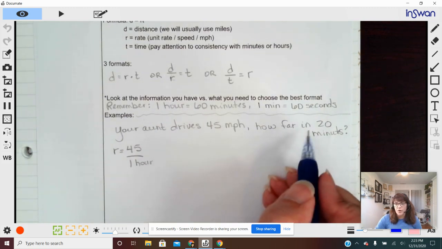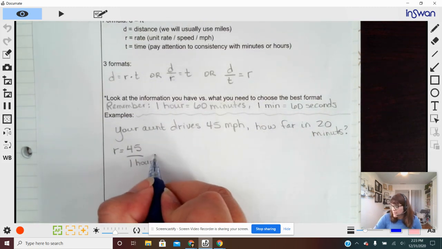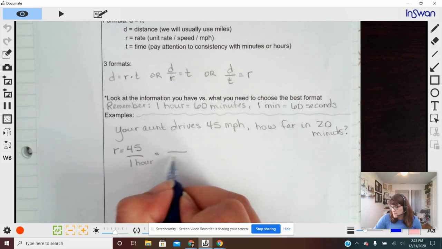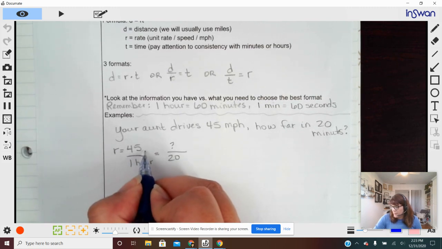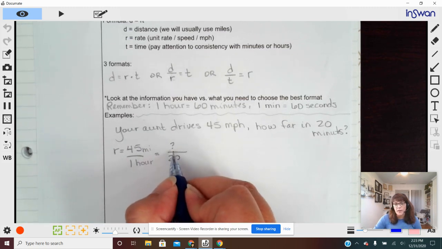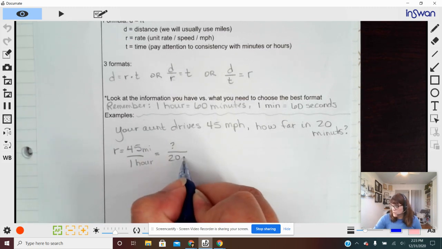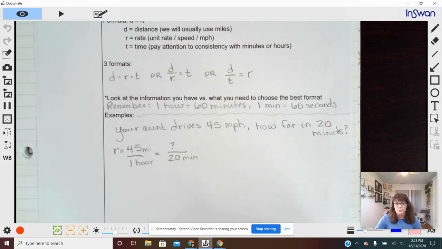We want to know how far in 20 minutes. Well, we can compare these. I'm going to go 45 miles in 1 hour. How far are we going to go in 20 minutes?